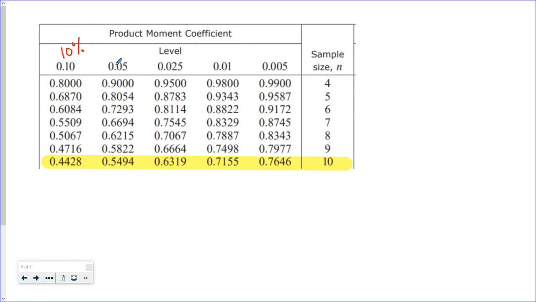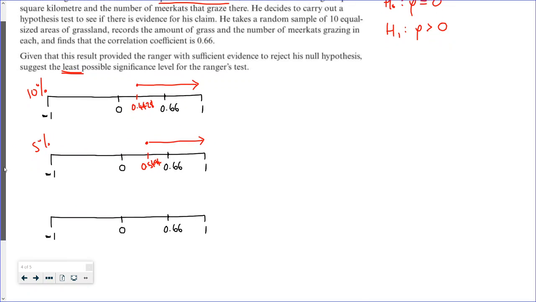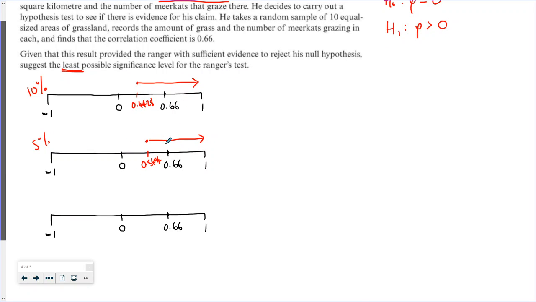So next, let's try the 5% significance level. So at the 5% significance level, the critical value is 0.5494. And this is at the 5% level. So that would mean that if I have a value of R, the sample correlation coefficient, closer to 1 than 0.5494, then I reject H0. So he rejects at 10%, he rejects at 5%. But you can see that actually we're getting closer to the point where we wouldn't reject it.